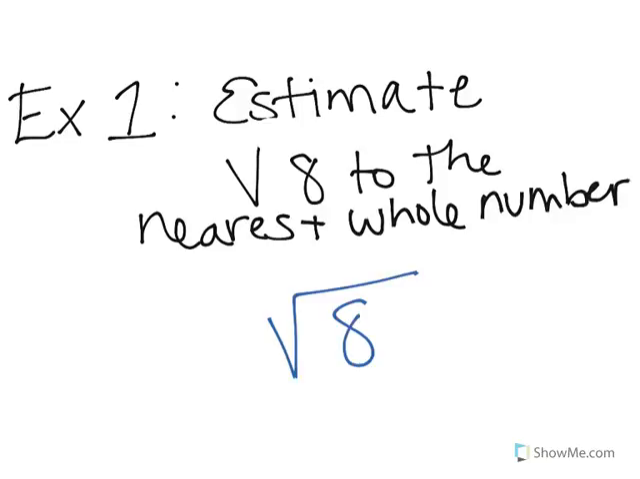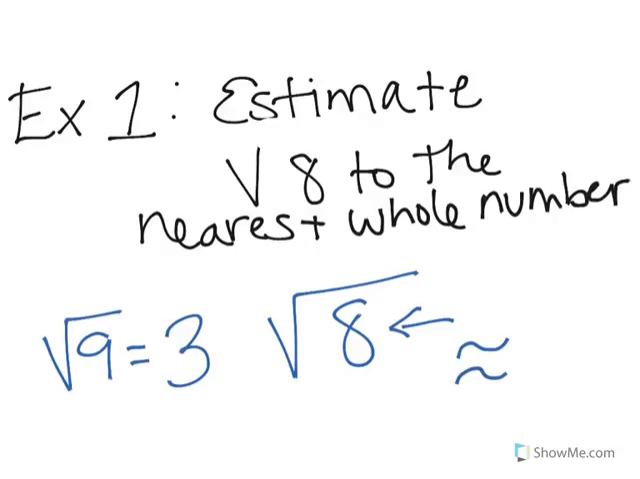If I look at the square root of 8, this number 8 is close to 9. It's only 1 away from 9. And the square root of 9 is 3. So I'm going to estimate that the square root of 8 is about, and I use these squiggly signs for about, 3. Notice all I have to do is round the number that I'm given to the nearest perfect square in order to solve my estimation problem.